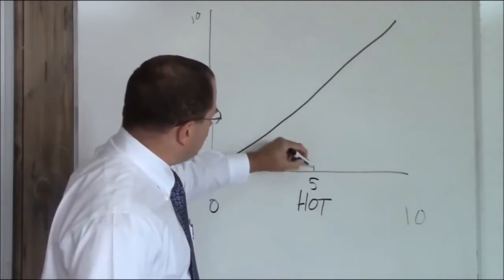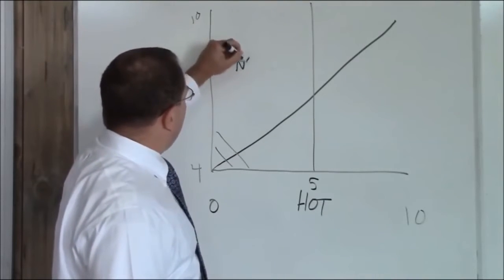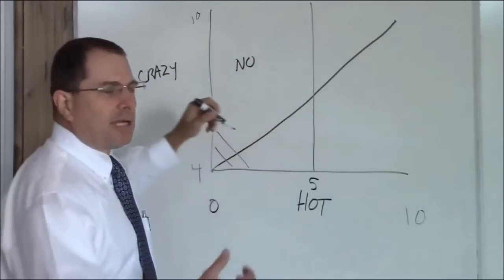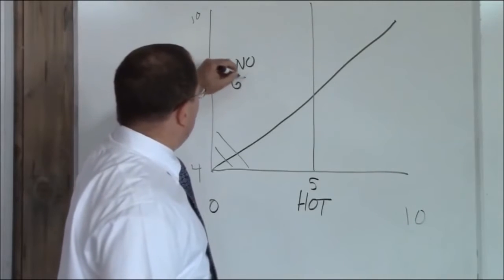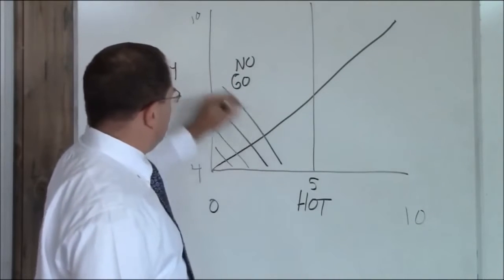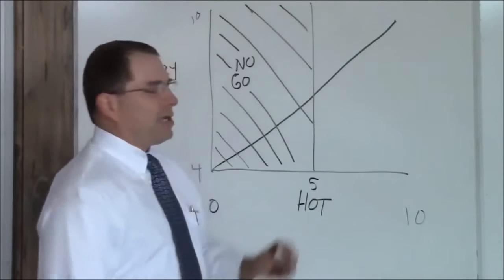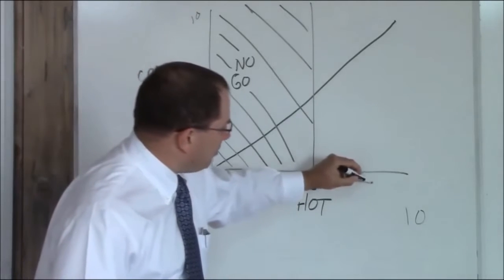As a rule, this is your no-go zone. We do not hang around and date and marry women who are not, at least in our mind, a 5. So this is your no-go zone. You don't go here. We just rule this out. Life is better this way. That's the way it is.